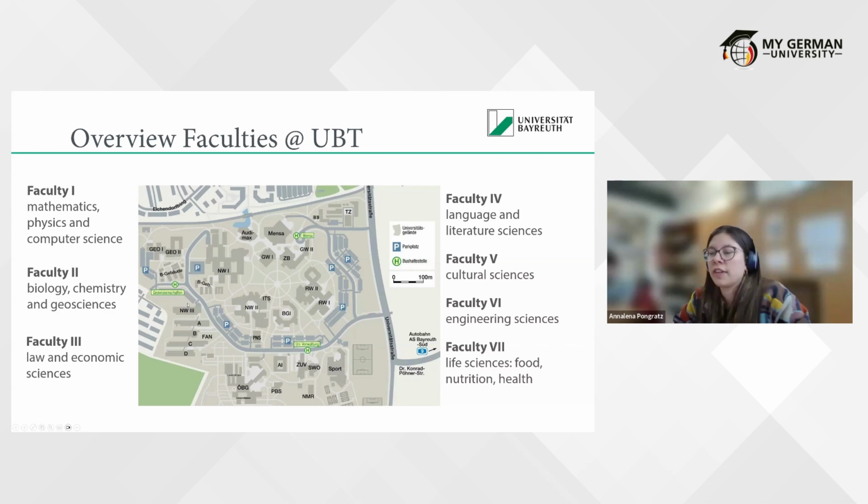Other than that, we have faculty 1, comprising mathematics, physics, and computer science. Faculty 2, biology, chemistry, and geosciences, where in both of these faculties you can also take modules within the degree program if you are interested in doing so. We have faculty 3, which comprises law and economic studies. Faculty 4 with language and literature sciences. Faculty 5 with cultural sciences, and faculty 7 with life sciences, including nutrition, food, and health.